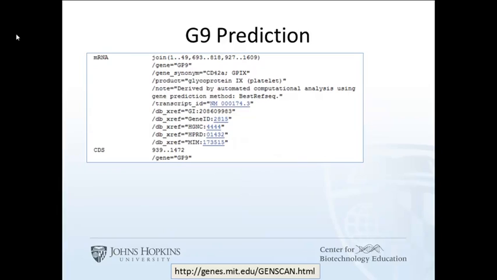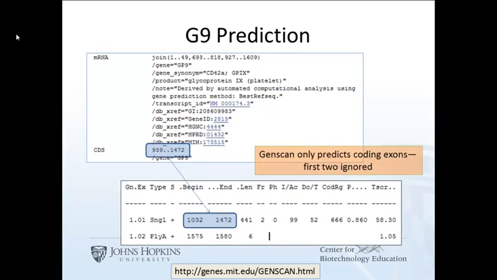Let's look at the GenScan prediction for glycoprotein 9. Here are the actual locations. GenScan should only look for the coding region. And since that coding region is entirely on exon 3, GenScan sees it as a single exon gene, as if there were no splicing of mRNA. It looks like GenScan correctly predicted the stop codon, but picked the wrong start codon. That happens.